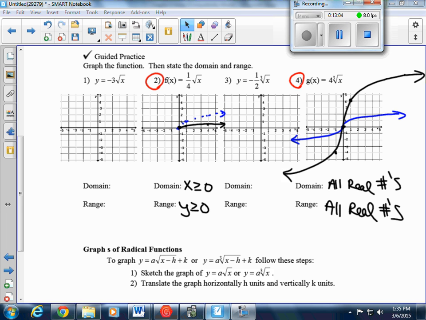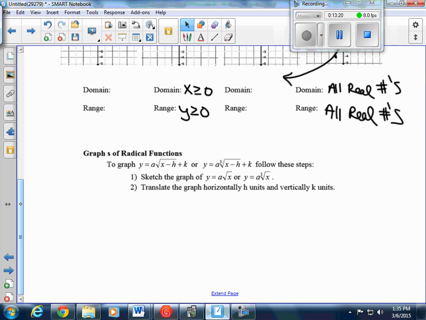And so the domain is x is greater than or equal to 0, and y is greater than or equal to 0, because it's everything to the right and everything above 0. In number 4, it's a vertical stretch because that number is bigger than 1. 4 is bigger than 1. And the domain and the range are both all real numbers. So again, a quick review of the graphs of radical functions.